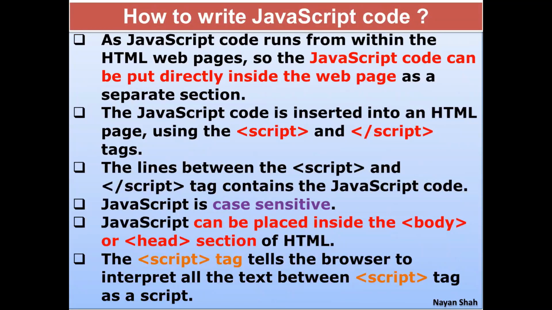How to write JavaScript code. JavaScript code runs from within HTML web pages. It can be put directly into the web page, included in the HTML file. The JavaScript code is written between script and slash script tags. As you remember, CSS code is written between style and slash style. Lines written between script and slash script are considered to be a JavaScript program.